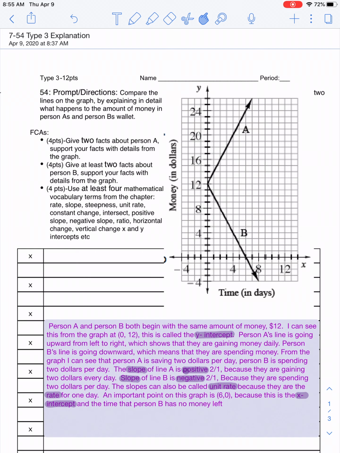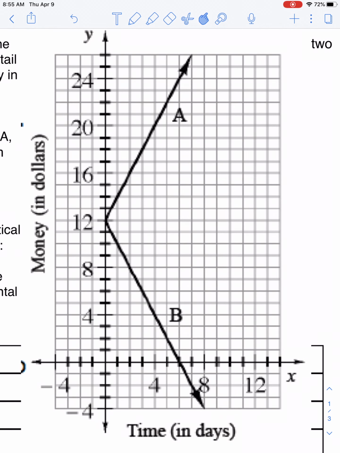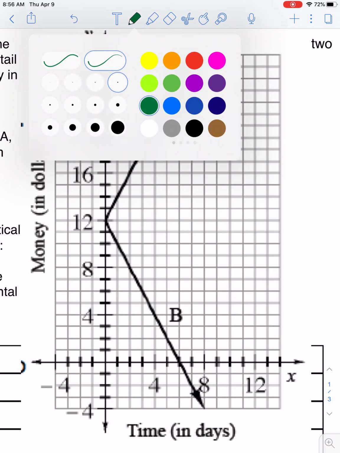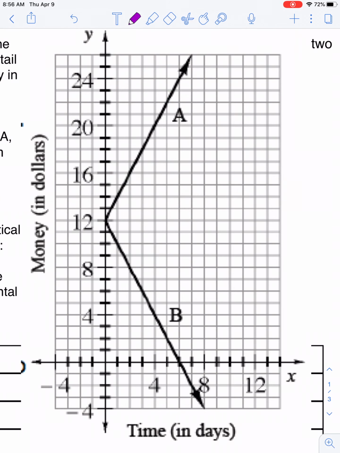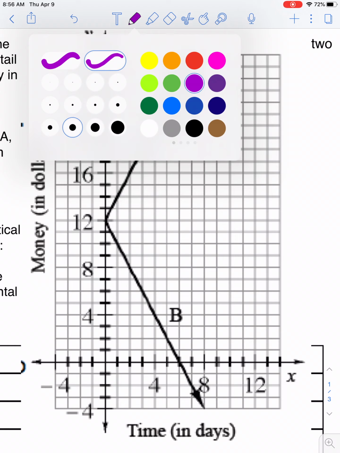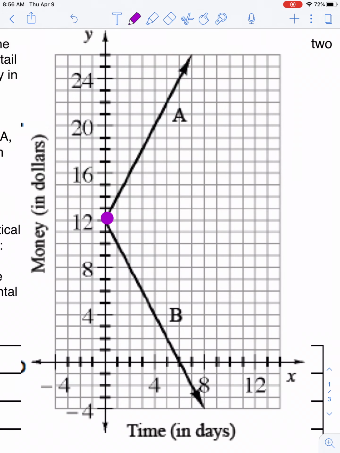So the first thing that you should do when you have a problem like this is take a look at the graph. And I don't know in language arts if you talk to your text, but we can talk to the graph. So the first thing I'm going to do is start marking up this graph. One of the important points that I see right away is this point on the y-axis. That point is 0, 12, which means person A and person B both start with $12.